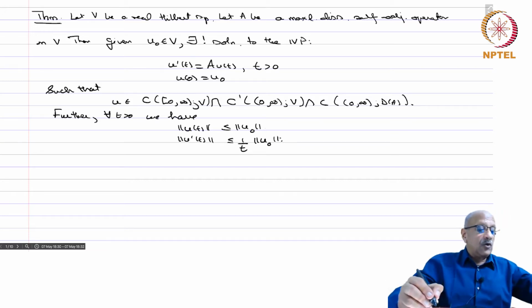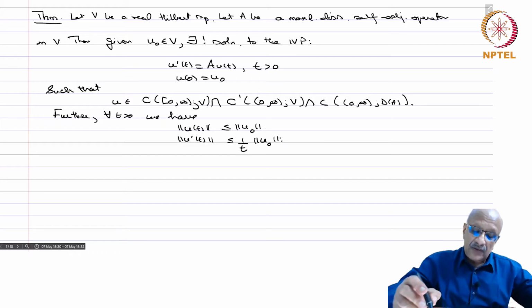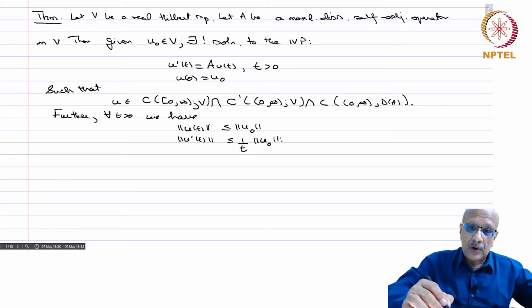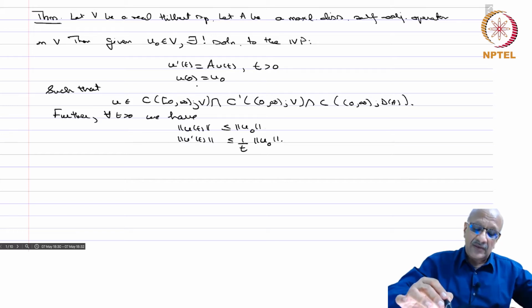So the important thing to note is that so far we have been saying we can solve this initial value problem provided the initial data is in the domain of A. Otherwise we called it a generalized solution, but here, in the self-adjoint maximal dissipative case in a Hilbert space, you can solve the problem classically even for any data in the entire space. The only price you pay for that is that you lose continuity at t equal to 0. That was the only difference.